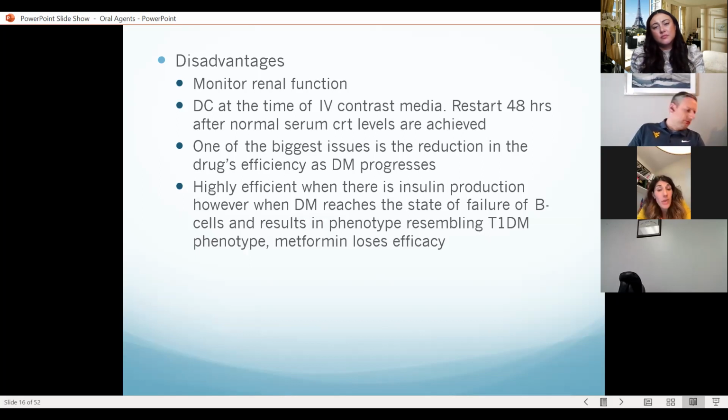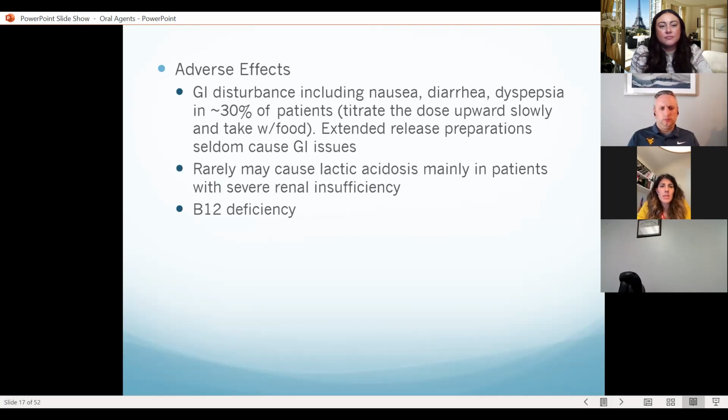So you may find that in patients who have been doing really well on metformin for quite a while, suddenly their A1C goes up and they really haven't changed their diet, their weight, their regimen at all. So just be mindful of that, because the natural history of type 2 diabetes is that it's a progressively worsening disease. It's highly effective when there is insulin production, but at the end stages of disease it may not be as effective. Next slide, please.